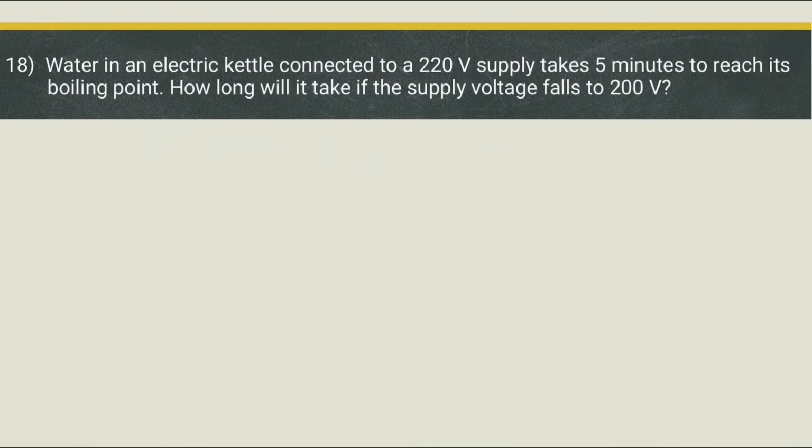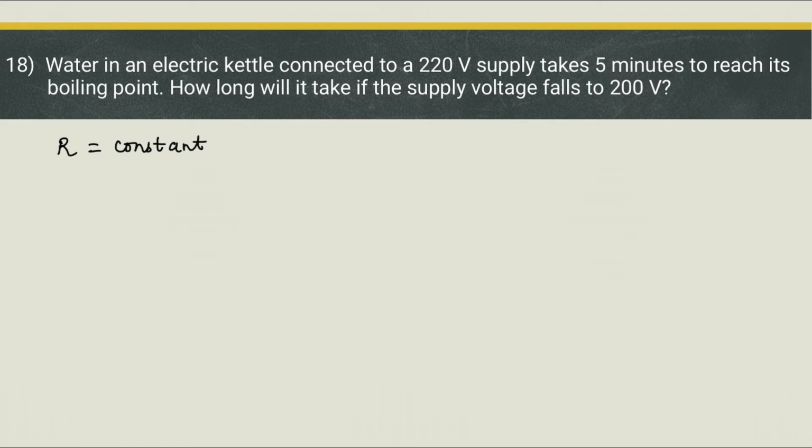18th, water in an electric kettle connected to 220 volt supply takes 5 minutes to reach its boiling point. How long will it take if the supply voltage falls to 200 volts? Now we know that if the voltage drops, the electrical energy consumed or the power consumption also decreases. One thing that does not change is its resistance. Resistance value does not change. It remains constant for a given appliance, no matter to what voltage it is connected. So here the resistance of the electric kettle is constant.